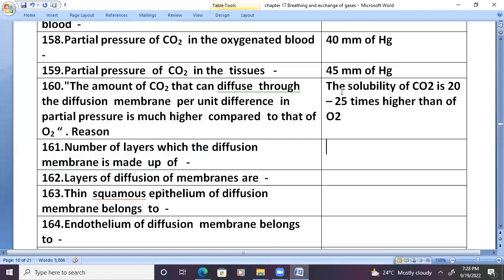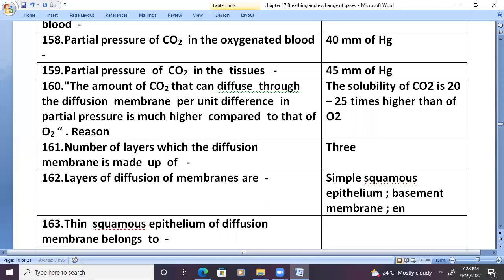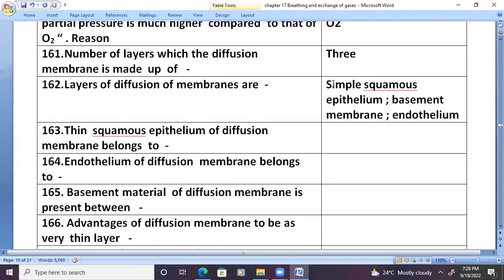The diffusion membrane is made up of 3 layers: the simple squamous epithelium of the alveoli, the basement membrane in between, and the endothelium of blood vessels, which is also simple squamous epithelium. The thin simple squamous epithelium of the diffusion membrane belongs to the alveolar wall.